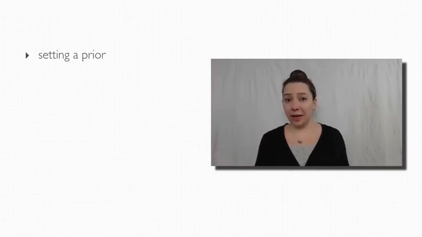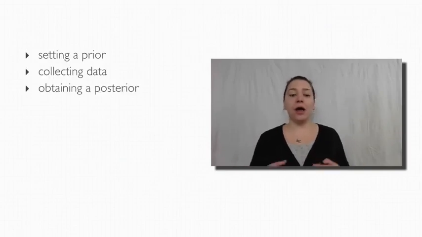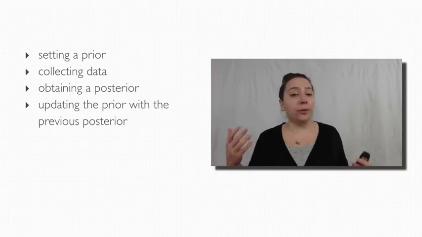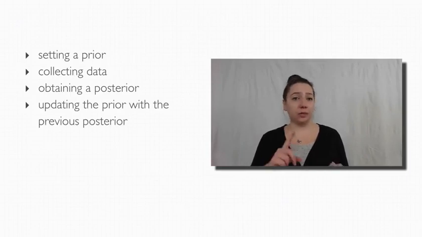In this example, we reviewed a Bayesian approach to statistical inference, which involves setting a prior, collecting data, obtaining a posterior, and updating the prior with the posterior from the previous step. In addition, we got some practice working with conditional probabilities, probability trees, and the Bayes theorem in general.